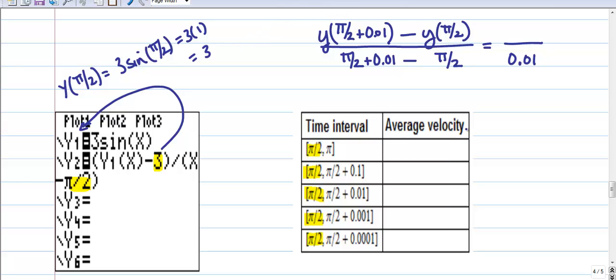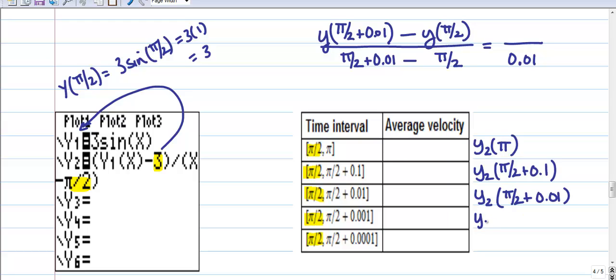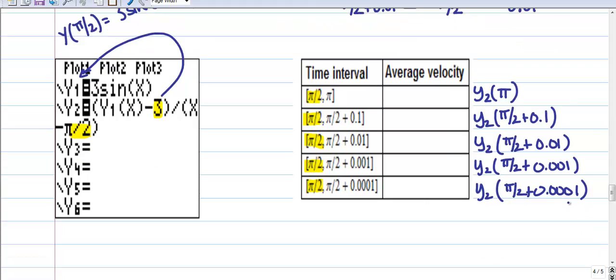So if I want to know my average velocity here, I would do y sub 2 at pi. This one would be y sub 2 at pi over 2 plus 0.1. This would be y sub 2 pi over 2 plus 0.01. Y sub 2 pi over 2 plus 0.001. Y sub 2 pi over 2 plus 0.0001. The one advantage with this is that it's going to give you the longest form of the decimal, so you can make sure the rounding is good.